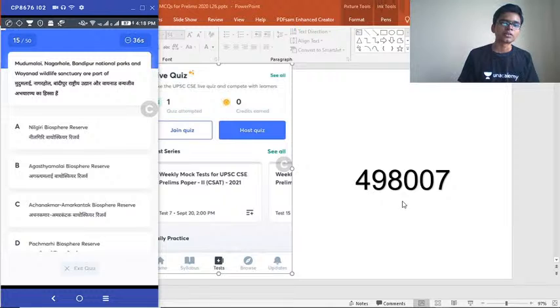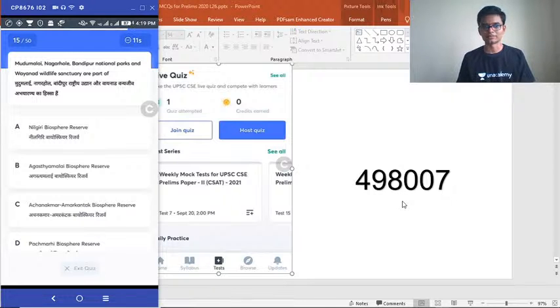15th question. Mudumalai, Nagarhole, Bandipur National Parks and Wayanad Wildlife Sanctuary are part of dash. Nilagiri Biosphere Reserve, Agastyamalai Biosphere Reserve, Achanakmar Amarkantak Biosphere Reserve, Panchmarhi Biosphere Reserve. Very simple direct question. Mudumalai, Nagarhole and Bandipur along with Wayanad. Just imagine where this is located and answer is right there.